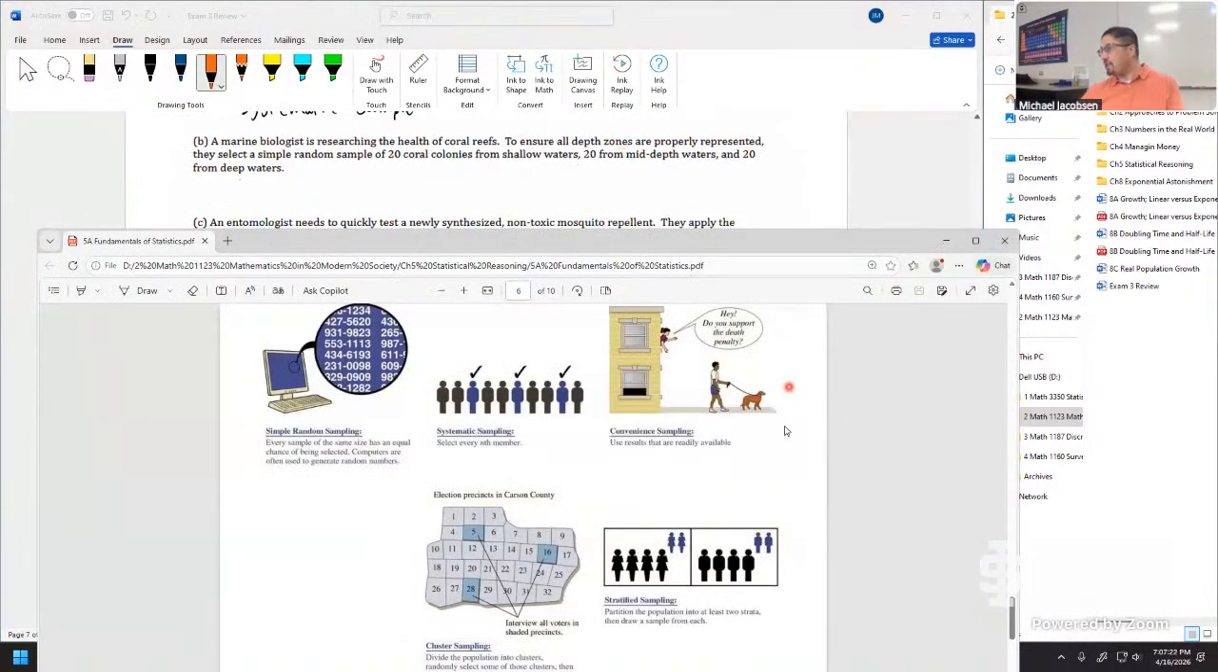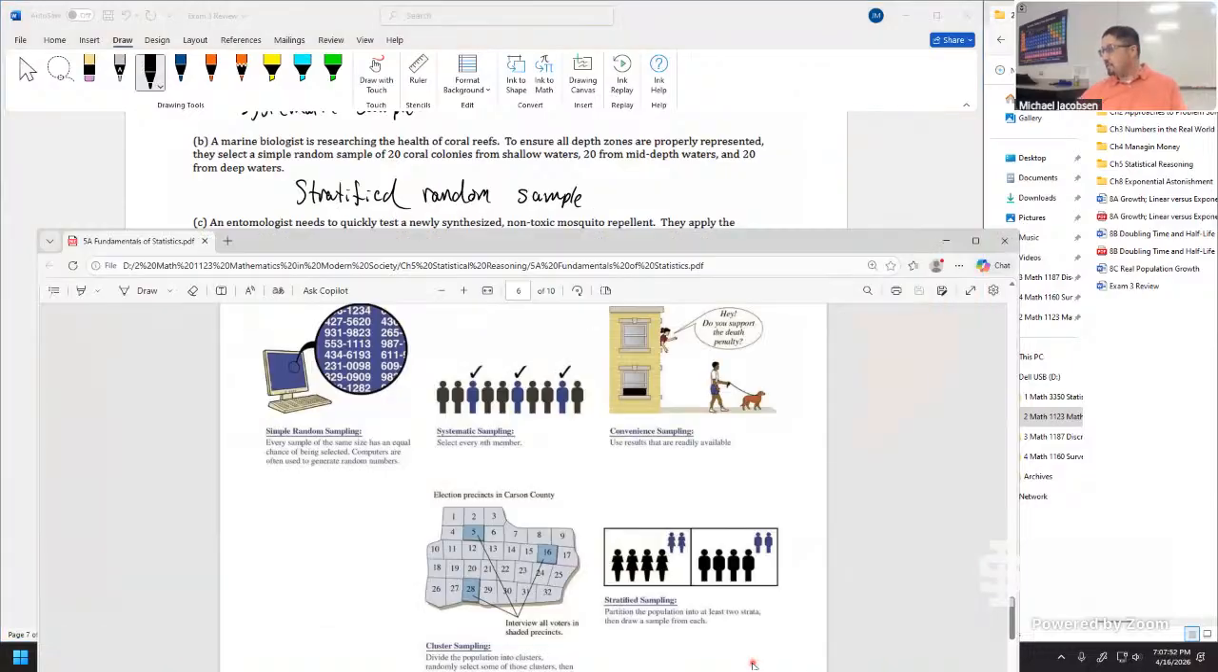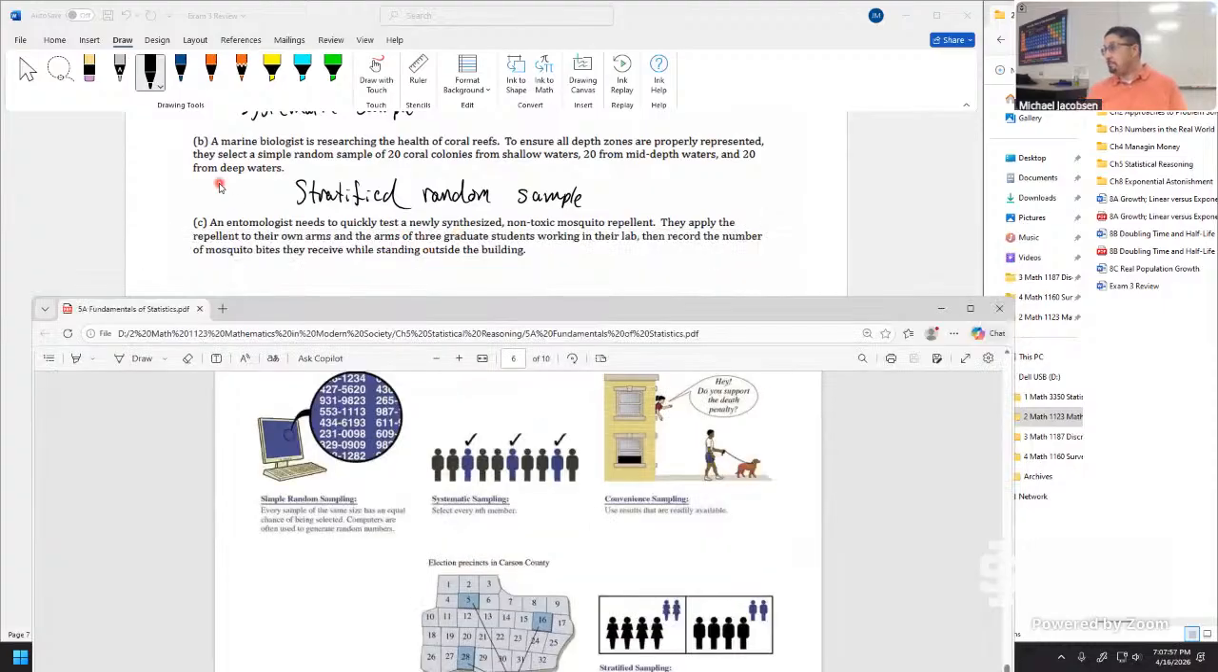Thinking in terms of what they're doing here, that feels like stratified. Here's a graphic of trying to select two people from one category, two people from another category. Here it's three different categories. They're taking the same sample size. So this one would be a stratified random sample. So that's two down. Any questions with this one before we move to the next?